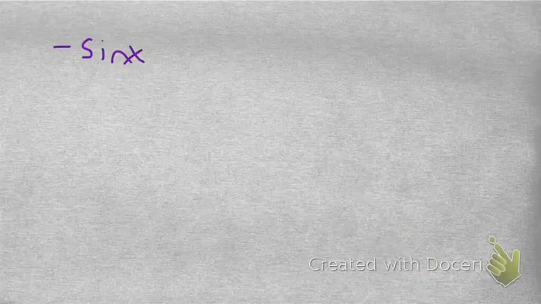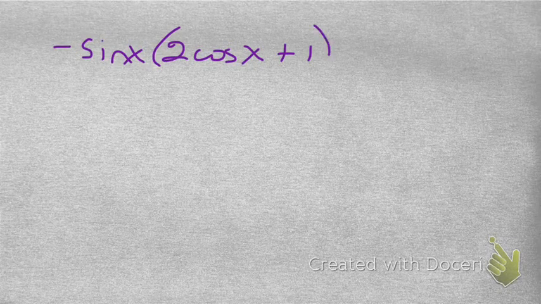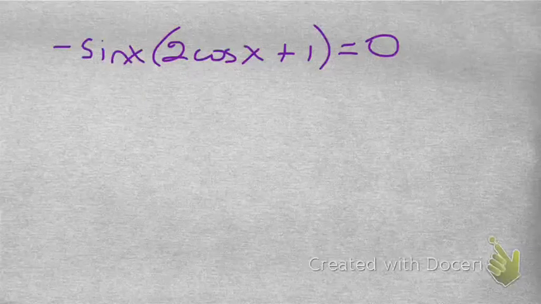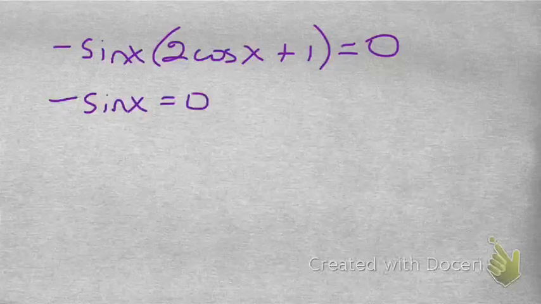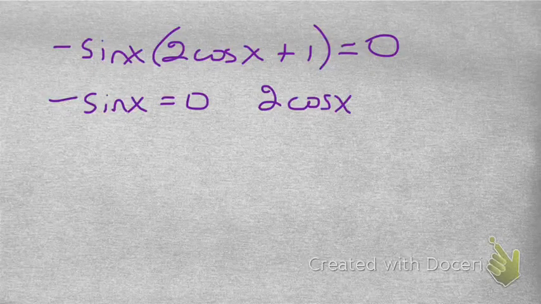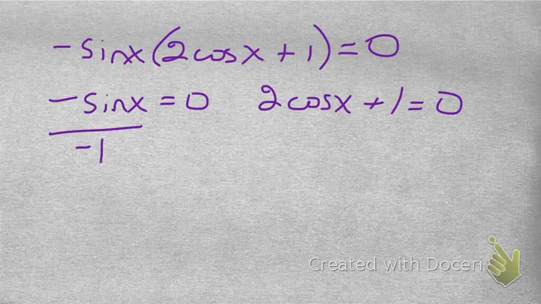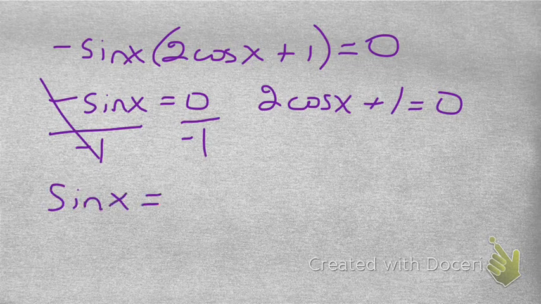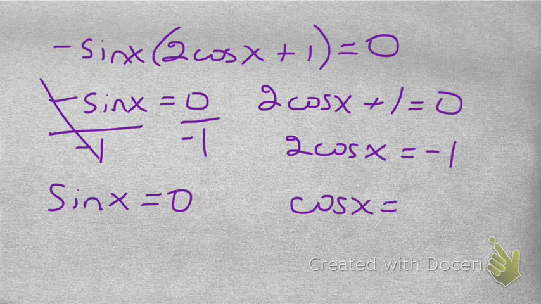When we take it out, we're left with changing all the signs. 2 cosine x plus 1. Set that equal to 0. Now set the individual factors equal to 0. The opposite of the sine of something is 0. 2 times the cosine of something plus 1 is 0. We'll divide by this negative 1, but 0 divided by anything is still going to be 0. We'll move this 1 to the other side with subtraction, undo multiplication with division.